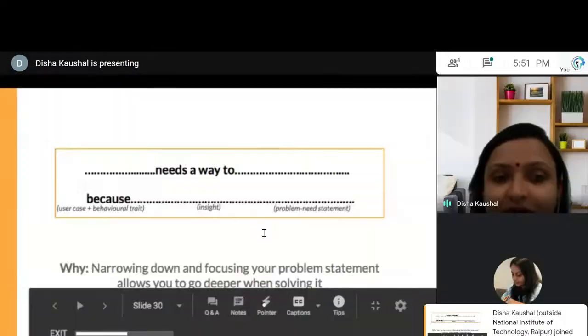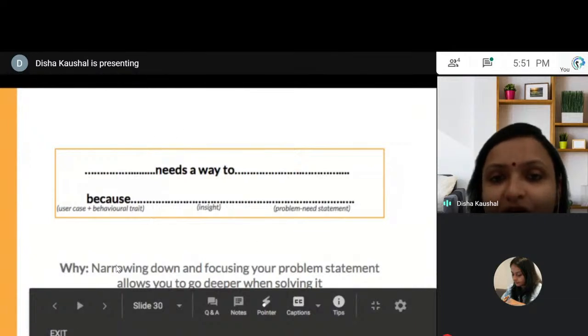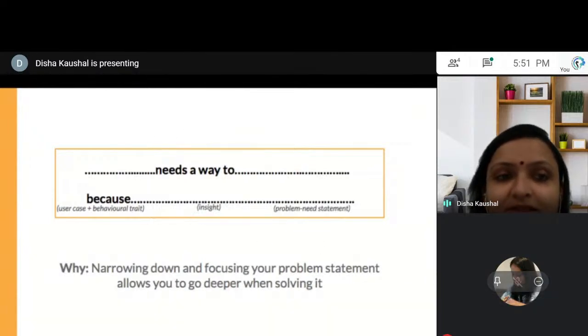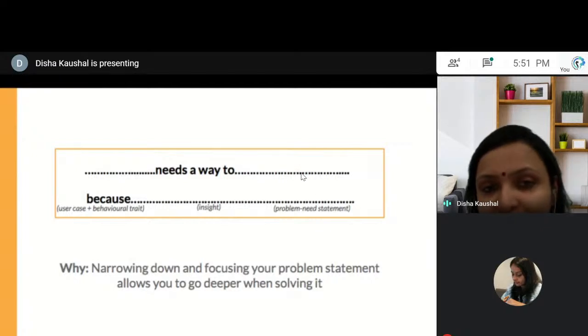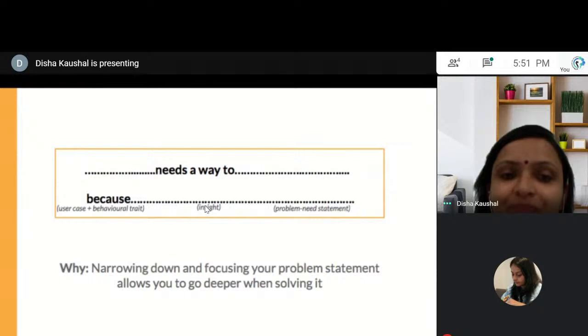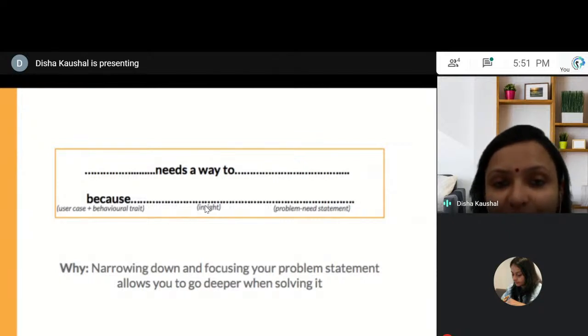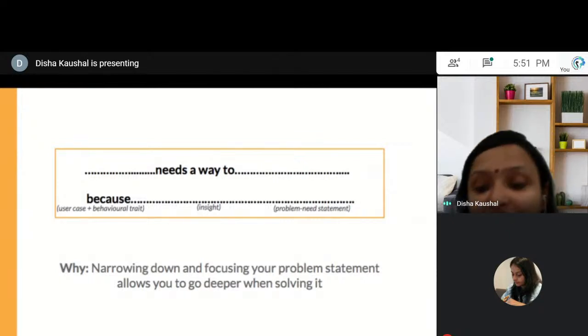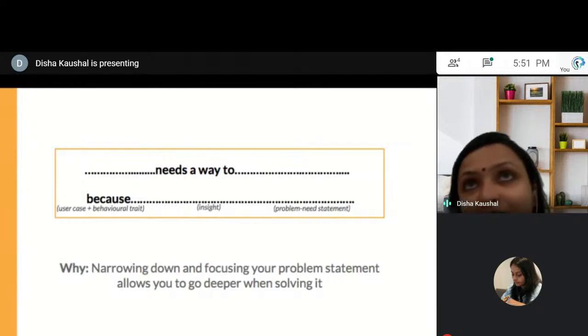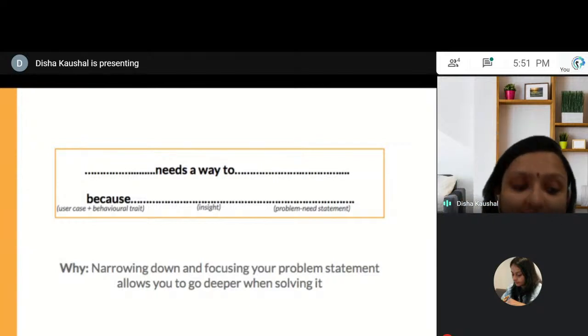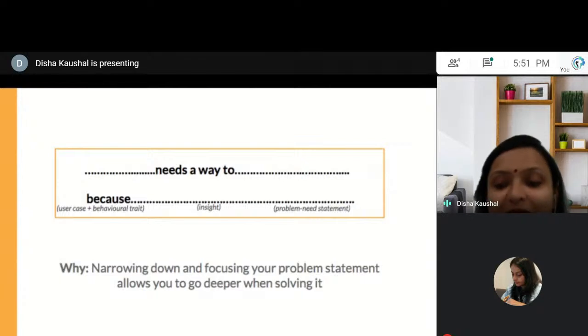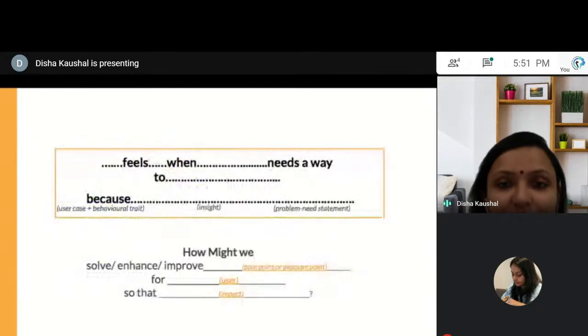This is a point of view statement or a problem statement. This can be written in multiple formats. In my personal experience, this format has worked best for me. There are other formats of doing it. You can also frame it in the form of a how might we statement. In the US particularly, new researchers are using how might we statements. So I'll tell you how that template also works.